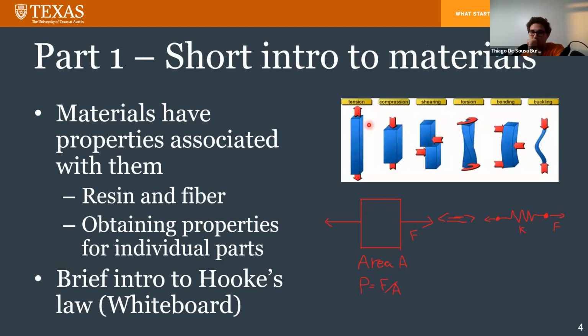Right, so a short intro to materials. Materials obviously have properties associated with them. Usually we call them mechanical properties in this case. The resin and the fiber both have their own mechanical properties. And usually we obtain those mechanical properties through various sources of testing, and you can see these. Tension, shearing, torsion, and bending are the ones that we use in composites. Compression is a bit weird because it gets close to buckling when it comes to composites.